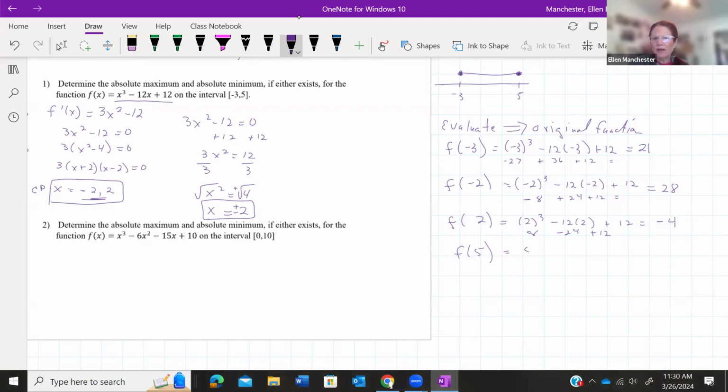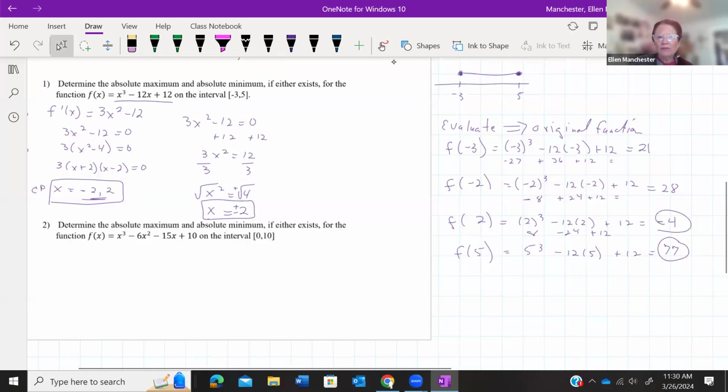And then let's look at 5. 5 cubed minus 12 times 5 plus 12. So 5 cubed is 125, minus 12 times 5 plus 12 is 77. Okay, so we just found our max. This is our maximum value, right? That's the highest value. And this is our minimum value, our lowest value.